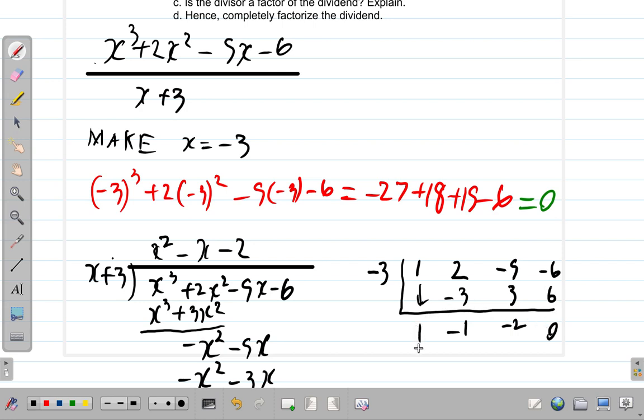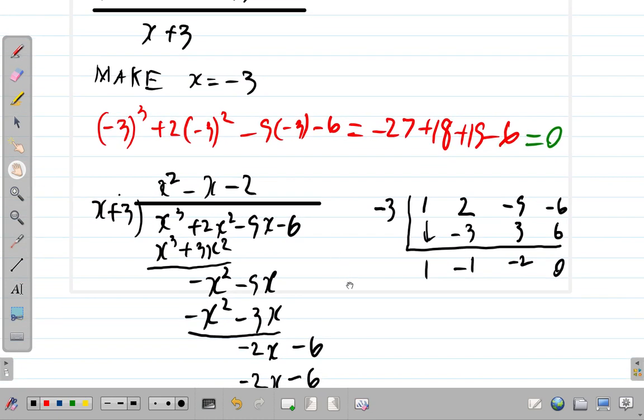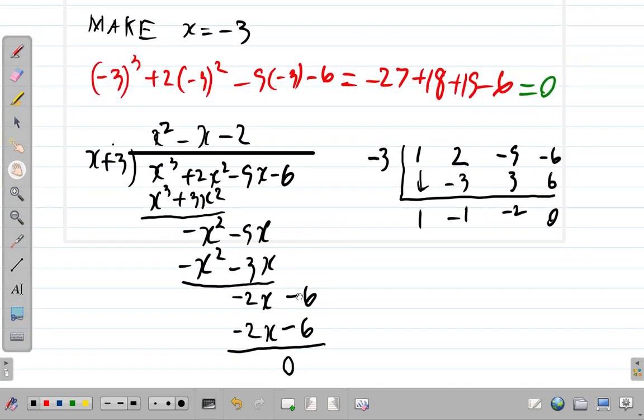So the answer you get is 1x squared minus 1x minus 2, remainder 0. Alright, so we have 0 as the remainder. So we showed it by the remainder theorem here. Then we did that again by long division and then by synthetic division.